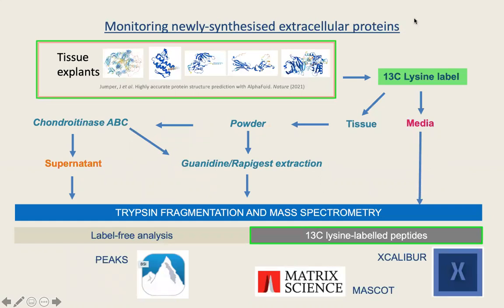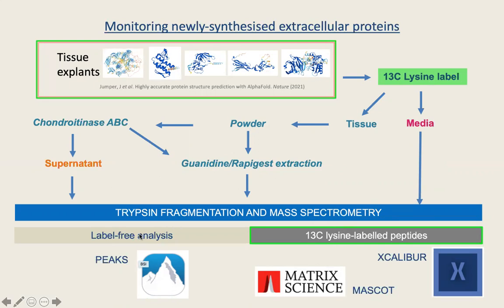We've also used a proteomics approach using 13C lysine labeling to label all types of newly synthesized proteins. So we used tissue explants, added 13C lysine, and then analysed the tissue, which was powdered and then extracted, or we analysed separately the media. And in both cases, proteins were fragmented by trypsin and analysed by mass spectrometry. Trypsin is particularly compatible with lysine labelling because each tryptic peptide then contains at least one lysine residue. So we looked at newly synthesized proteins containing heavy lysine.